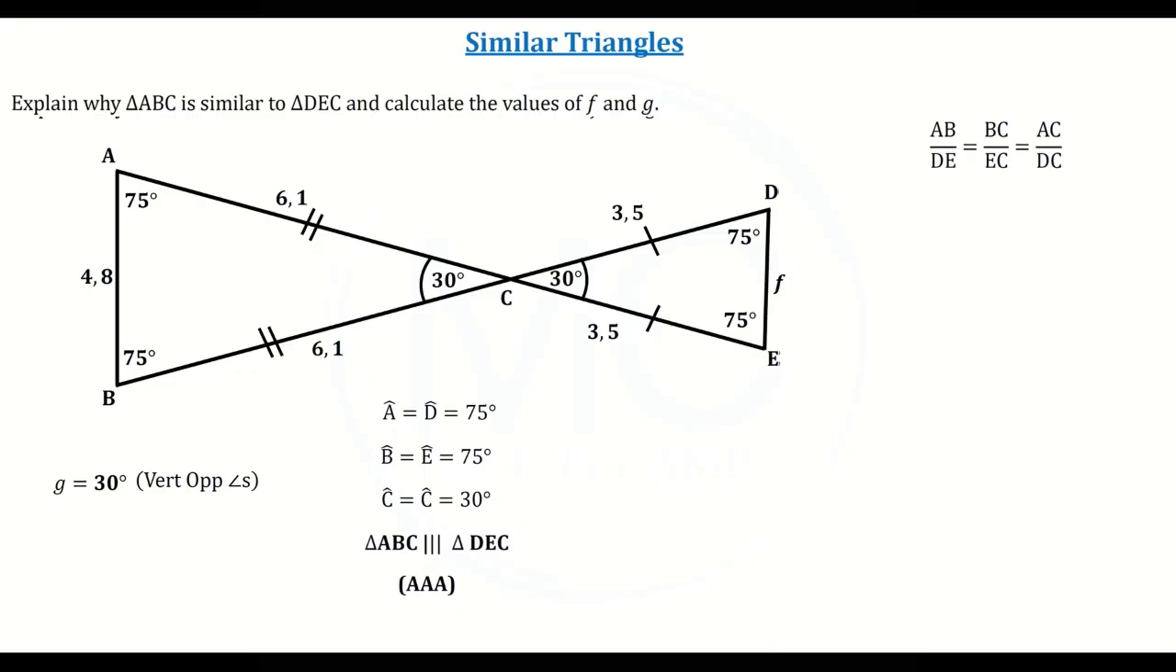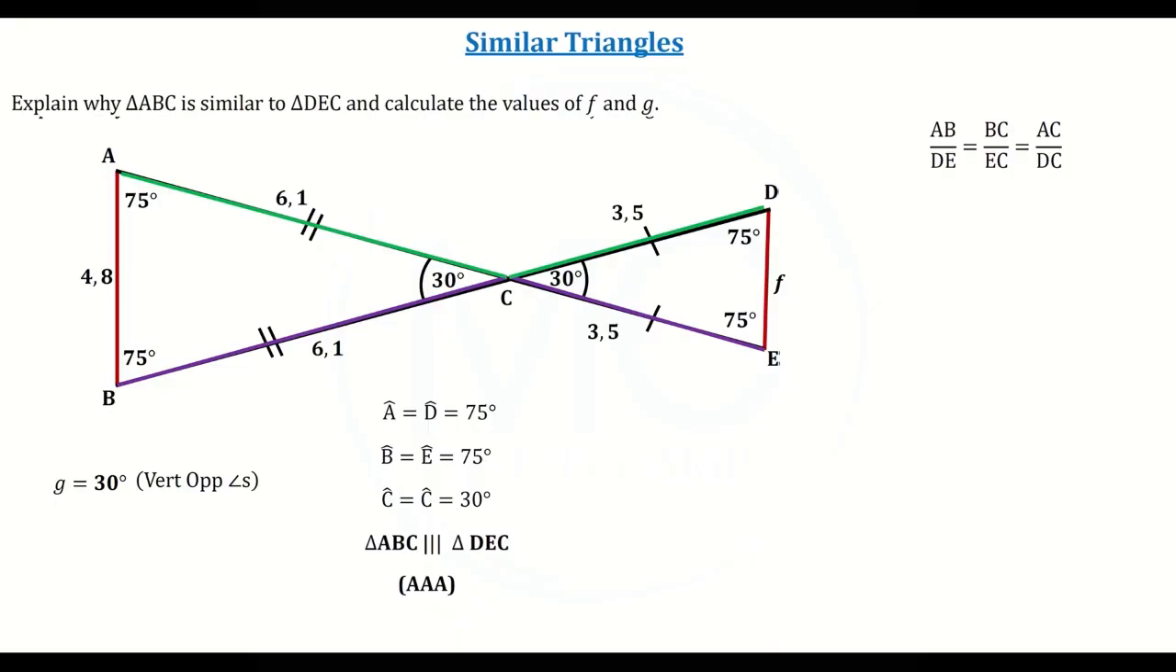AB is the first side we are considering, so let's mark this in red. DE is the corresponding side, so we can mark this in red as well. Then we have side BC, let's mark this in purple. EC is the corresponding side, so let's mark this in purple as well. Finally, our third side is AC, let's mark it in green, and the corresponding side DC, you can mark in green as well. We need to find the value of F, which lies on side DE.